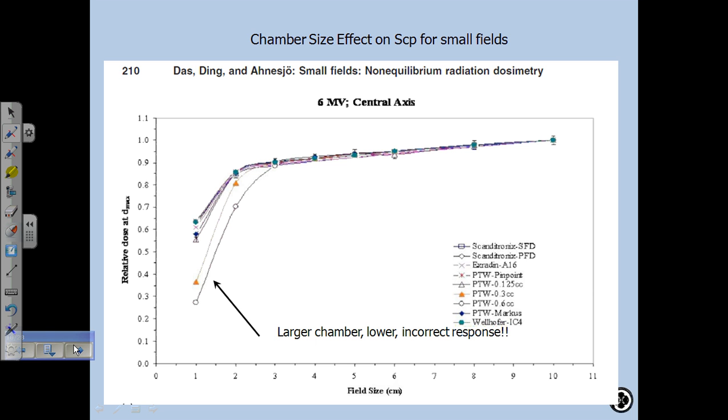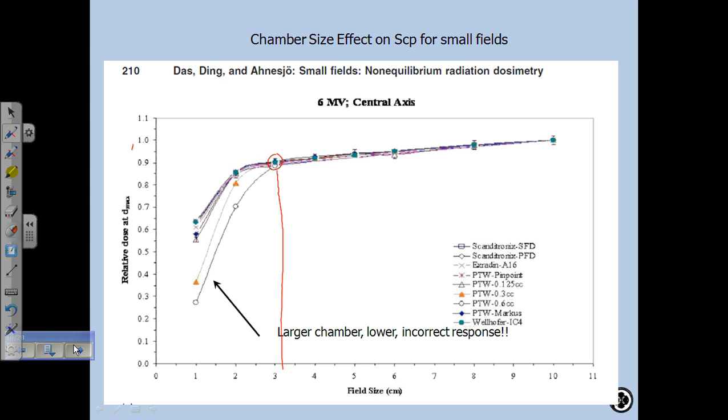Look at what happens for field sizes above a 3. It's important to look at the scale too. Here's a 10% difference between here and here. For a field size of 3, it's still a little lower, but well within 10% difference, maybe even well within 5% difference between the PTW and all the other chambers, for a 3x3. But as you start dropping, these start spreading out.